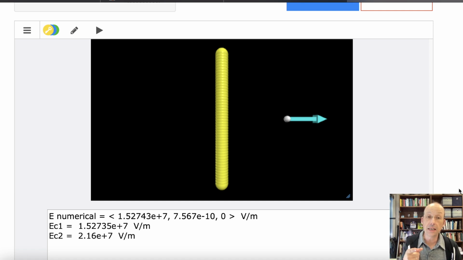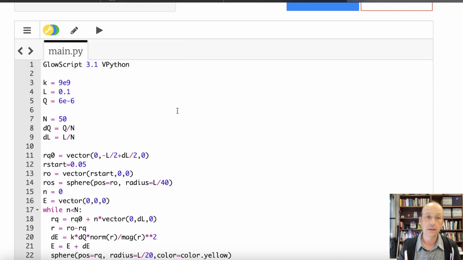Okay, so now you see that E numerical and EC1 are identical, right? That's identical as identical can be. And it's only with 50 pieces, so that worked out really well. EC2, no. But this is not a good approximation because we're not really close to the rod. So let's just move it closer to the rod and see if that EC2 does indeed work.